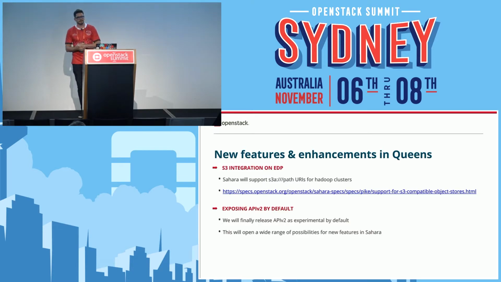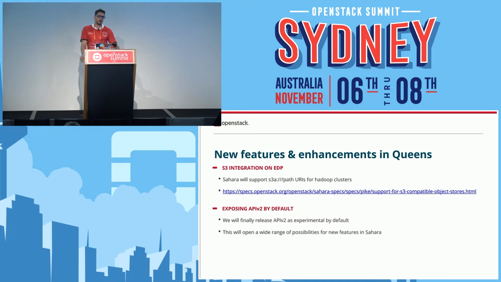Another feature that we're planning for Queens is exposing API v2 by default. API v2 is a long-standing implementation issue that we have in Sahara. API v1 that we have right now is very confusing and hard to maintain. And we've been blocking new features because we don't want to break API v1 anymore. API v2 is going to be a big thing for Sahara. It's going to give the possibility for new features. It's going to facilitate management of the whole thing. The whole API is cleaner and easier for the user to understand.